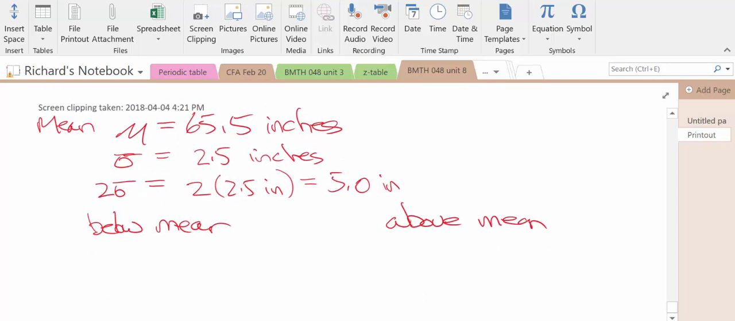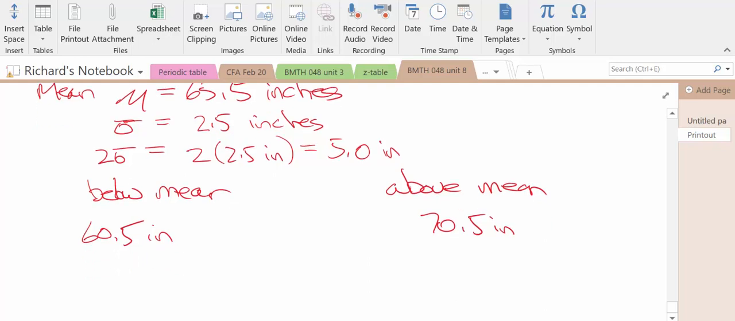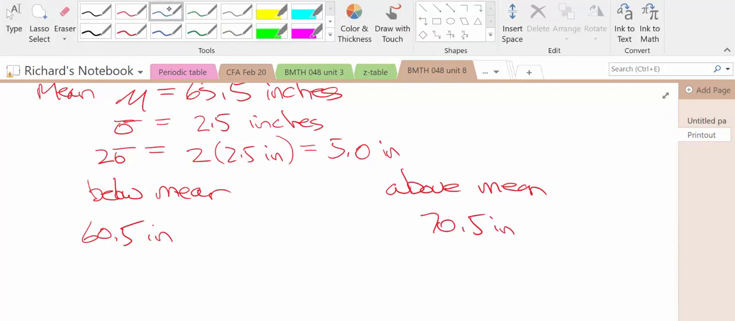Okay, so below the mean, 65.5 minus 5 is 60.5 inches. And above the mean would be 65.5 plus 5, which is 70.5 inches. So 95% of the data will lie between 2 standard deviations below the mean. This is 2 standard deviations below the mean, and this is 2 standard deviations above the mean.